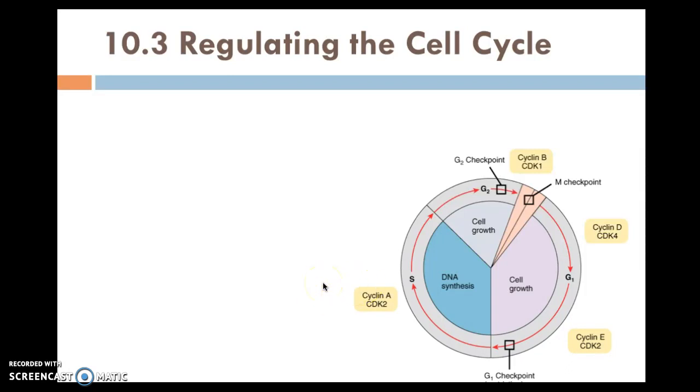So up until this point, we've been talking about the cell cycle. We've been talking about what happens in a cell's life from the minute that it's created through mitosis, as it goes through its own life until a time where it's ready to divide again.